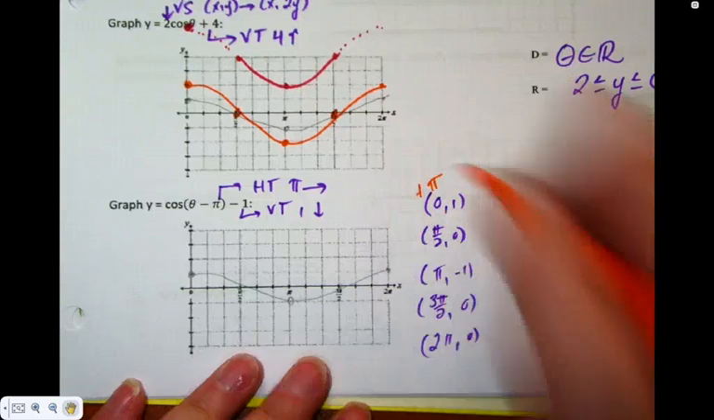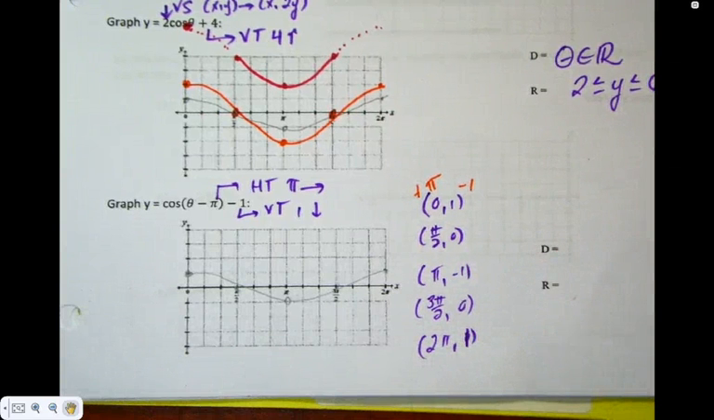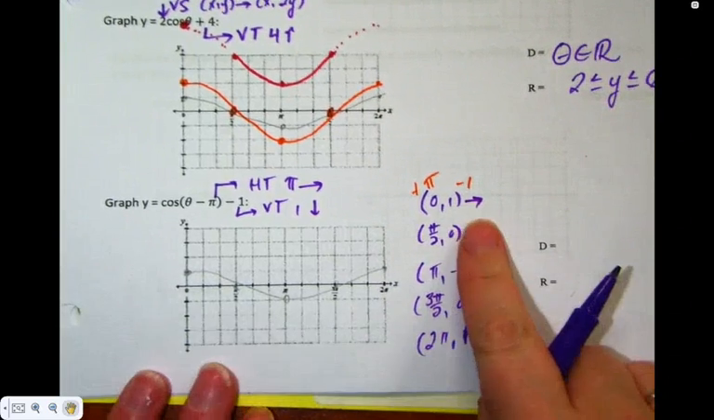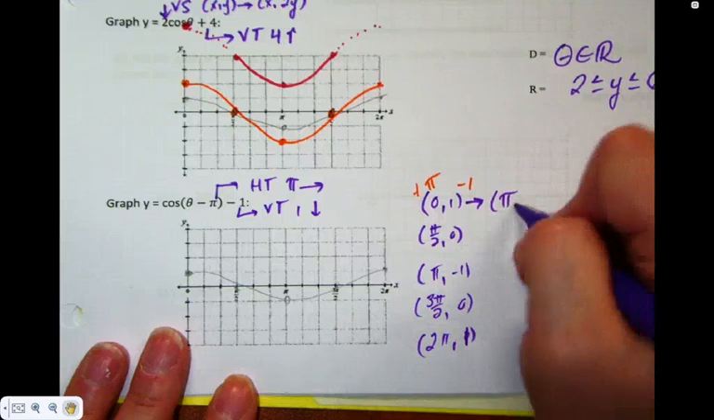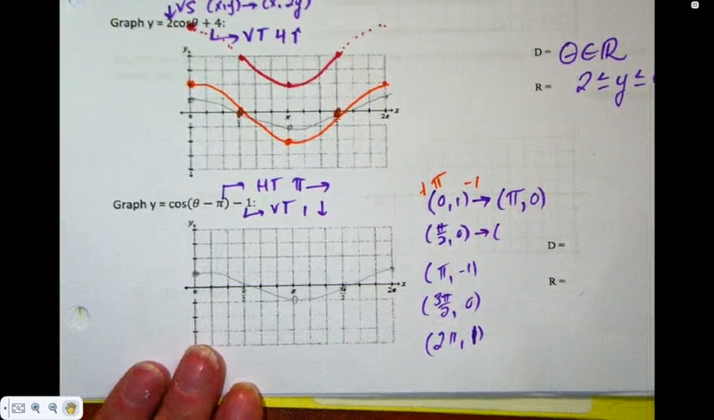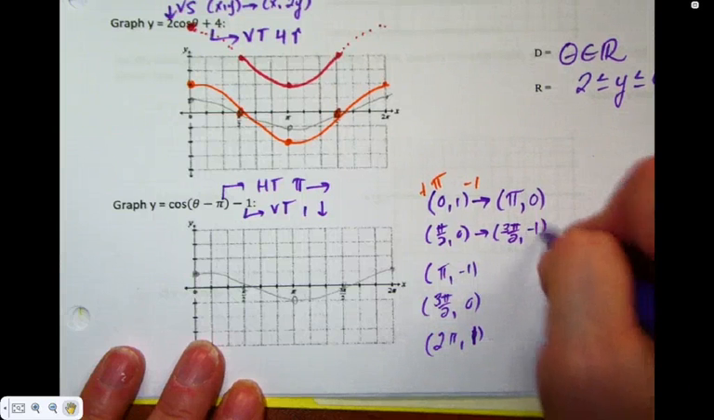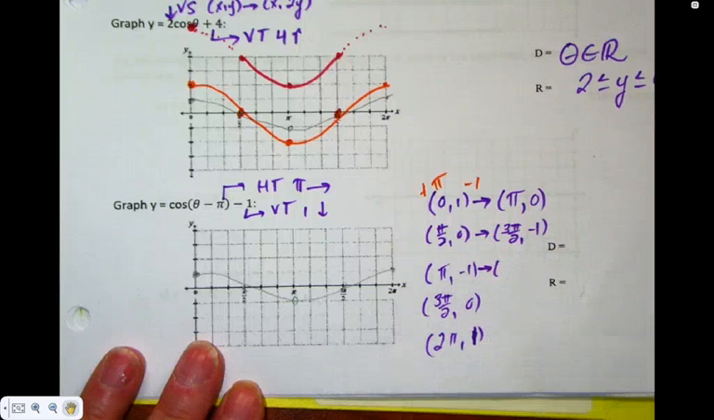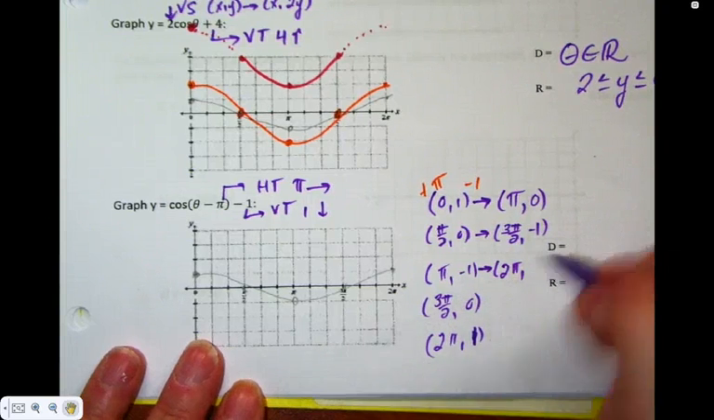The transformation says that we're adding pi to the x-coordinate, and we're subtracting 1 from the y-coordinate. So this point is now going to go to 0 plus pi, and 1 minus 1, 0. Pi on 2 plus a full pi is 3 pi on 2, so pi and a half, and 0 minus 1, negative 1. Pi, negative 1 is going to go to pi plus pi, 2 pi, and -1 minus 1, negative 2.